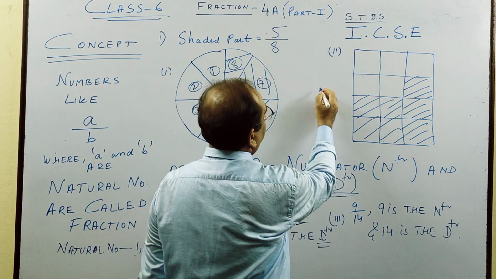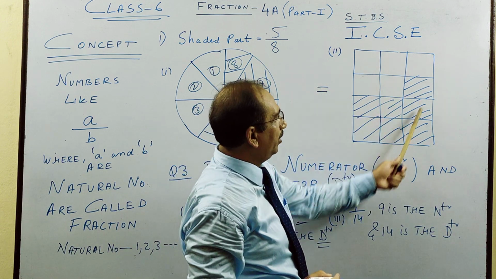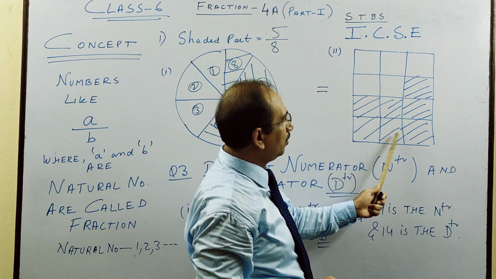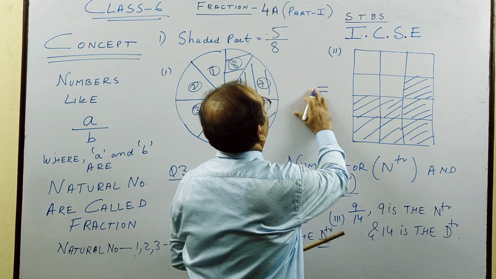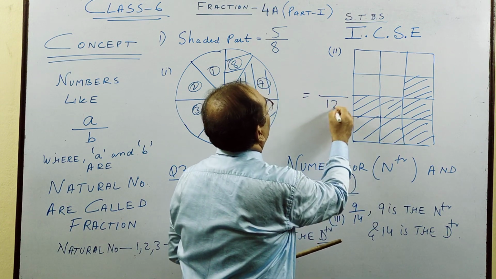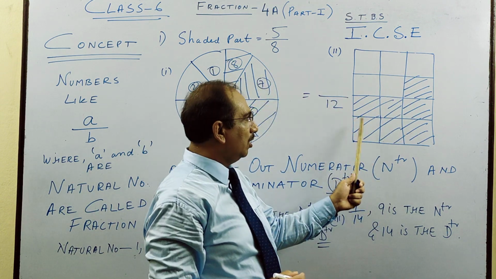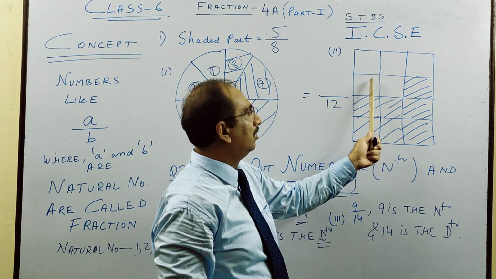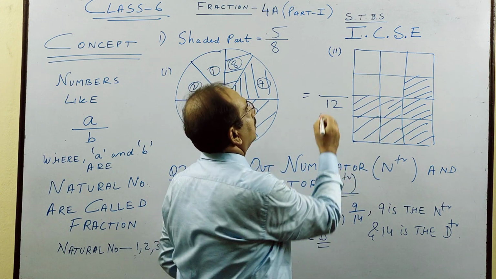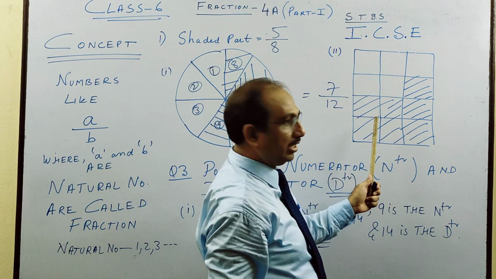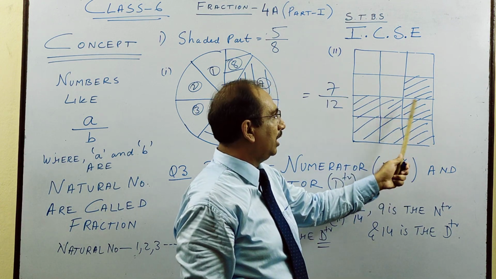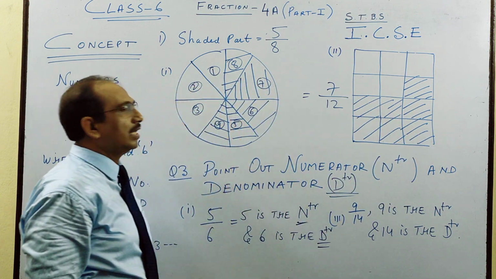Same way, see here, this diagram. How many total are there? 1, 2, 3, 3 4s are 12. So we have 12 parts. Or otherwise you can count 1, 2, 3, 4, 5, 6, 7, 8, 9, 10, 11, 12. How many are shaded? 7. 1, 2, 3, 4, 5, 6, 7. So these are examples of fraction.